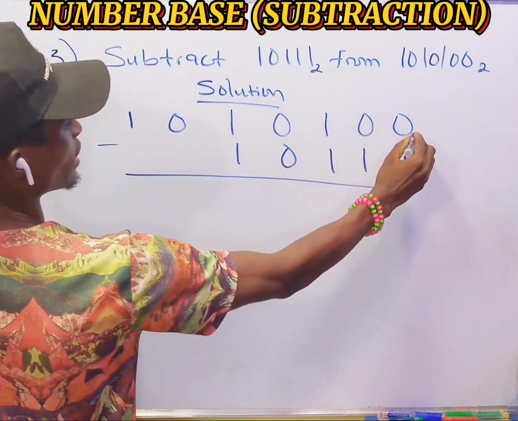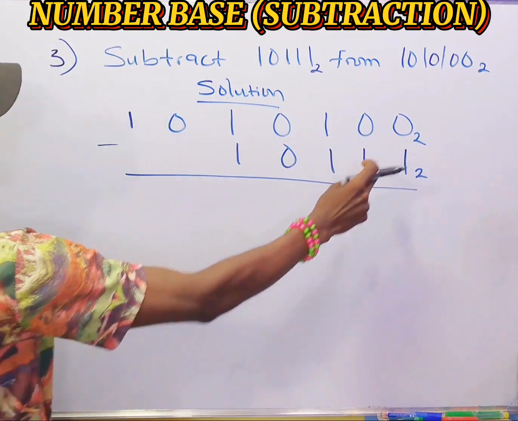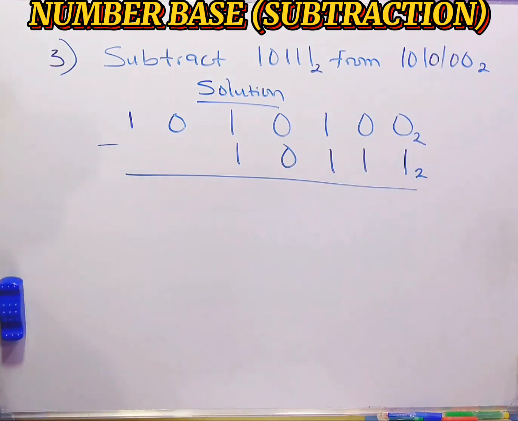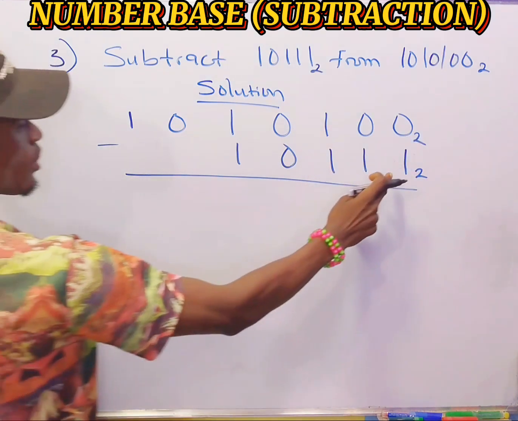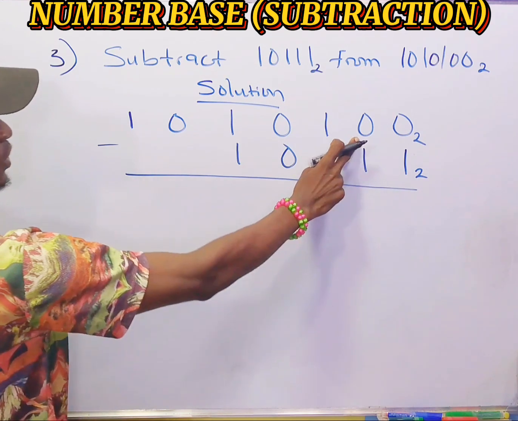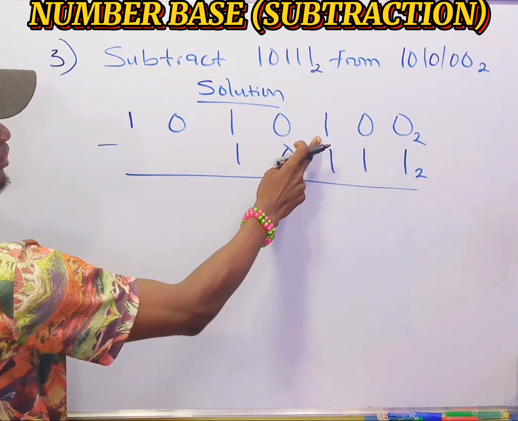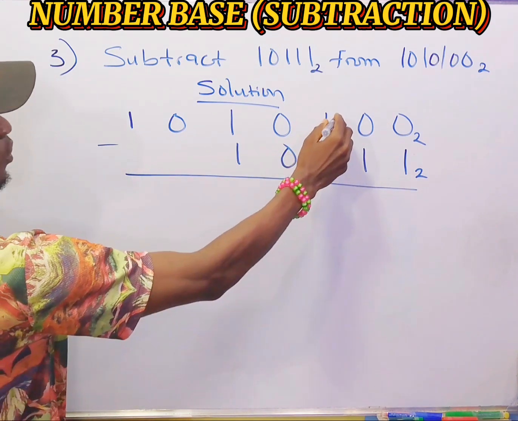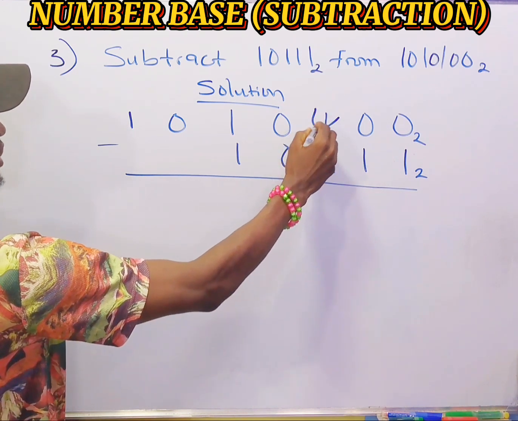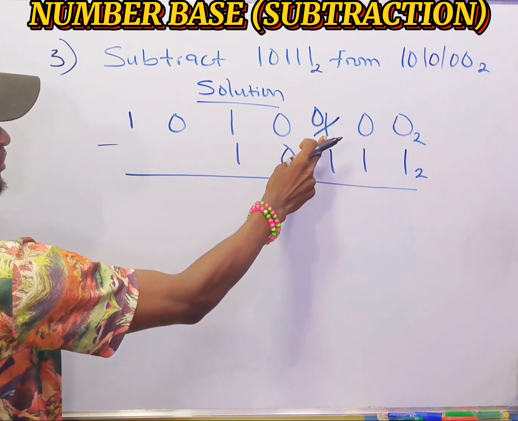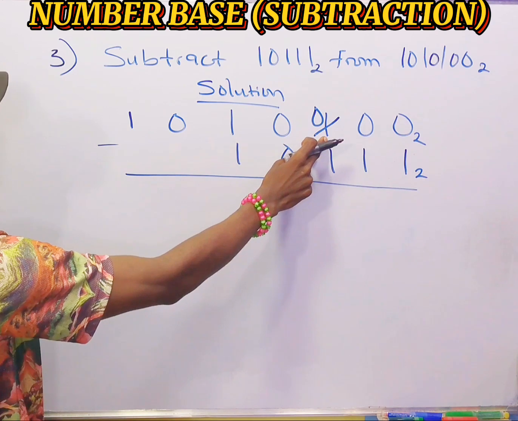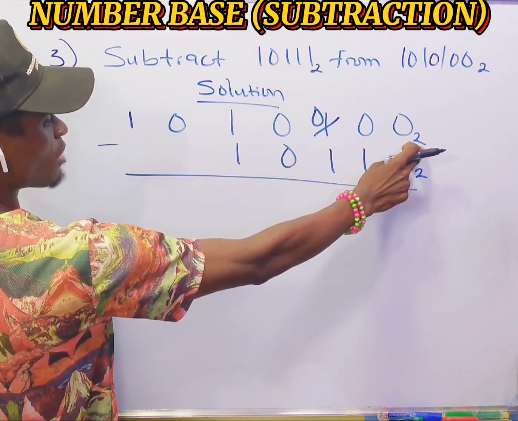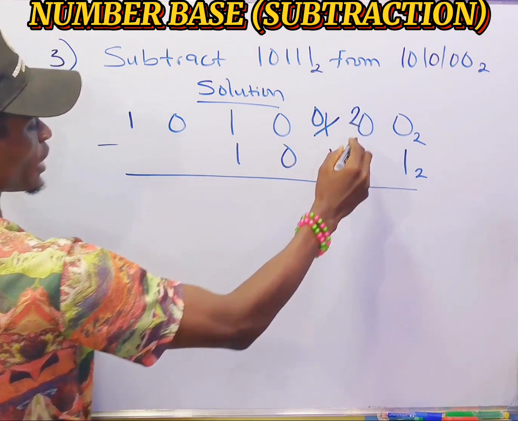Now, we are dealing with base 2. Therefore, 0 minus 1 is impossible. We can't take away 1 from 0. We come to 0. 0 has nothing. So we move down to 1. We take away 1 from 1. 1 becomes 0. Now, the 1 you're taking away from 1 is not in the form of 1. It's in the form of 2 because you're dealing with number base 2. So we add 2 here.